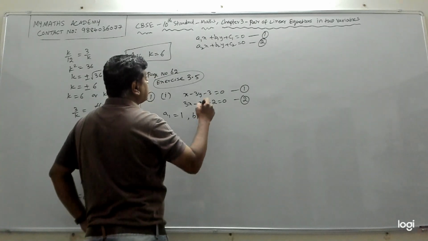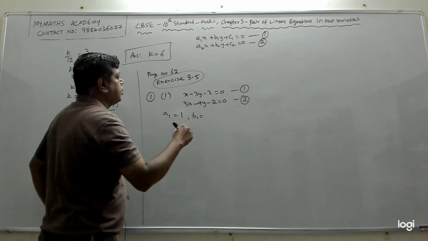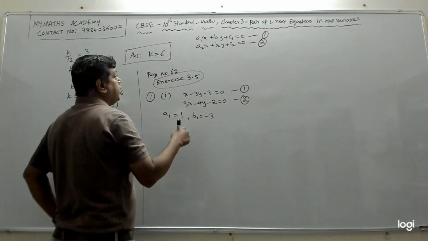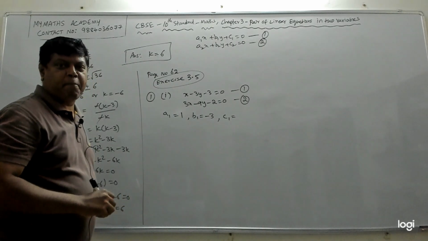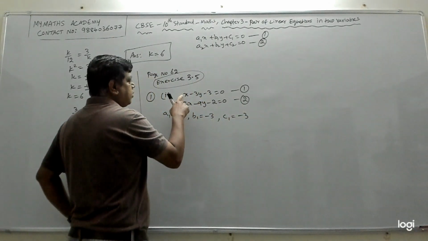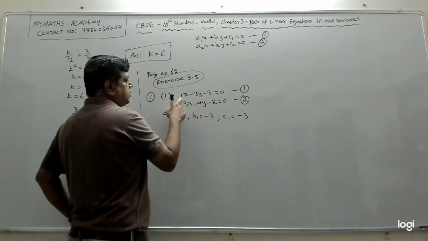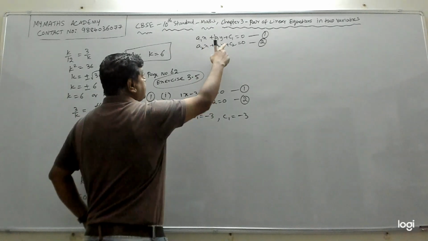What is b1? b1 is 3. No, it is minus 3. You have to take it with the sign. Right. What is c1? c1 equals 3. No, it is also minus 3. a1 is 1 because if nothing is there, it means 1 is there. If I write x, it means 1x. So a1 is 1, b1 is minus 3, c1 is minus 3.